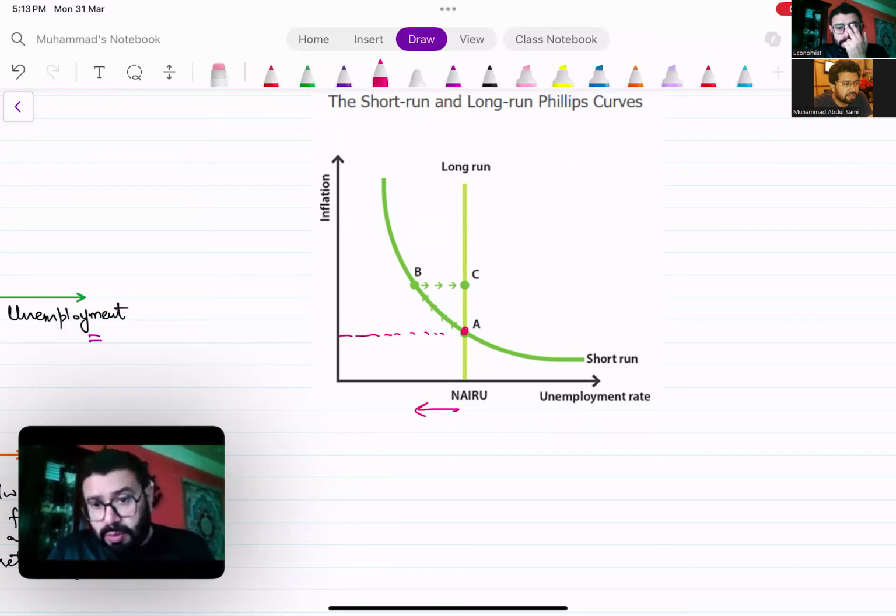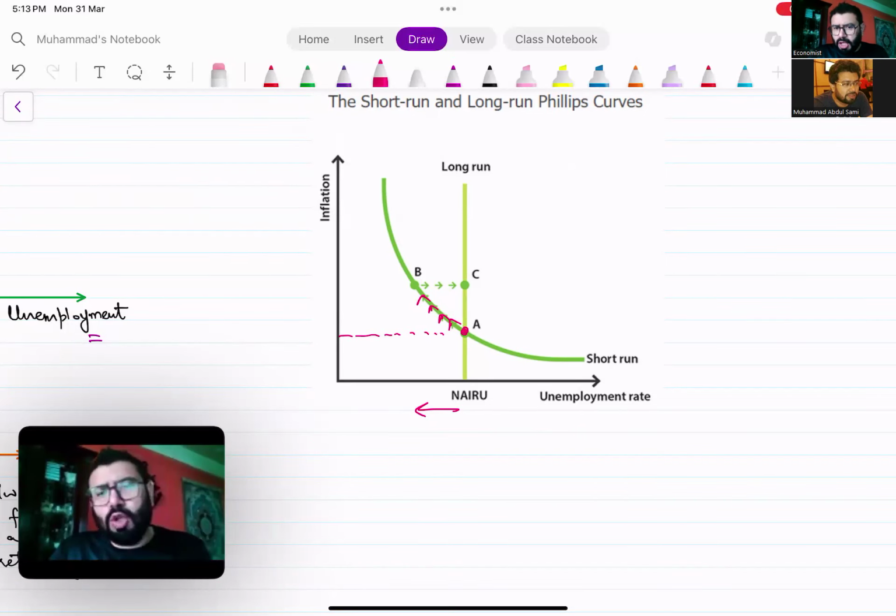As a result, the economy moves from point A to point B. In the short run, the unemployment rate is lower and inflation is higher. The further the unemployment is below the NAIRU, the faster inflation will accelerate.